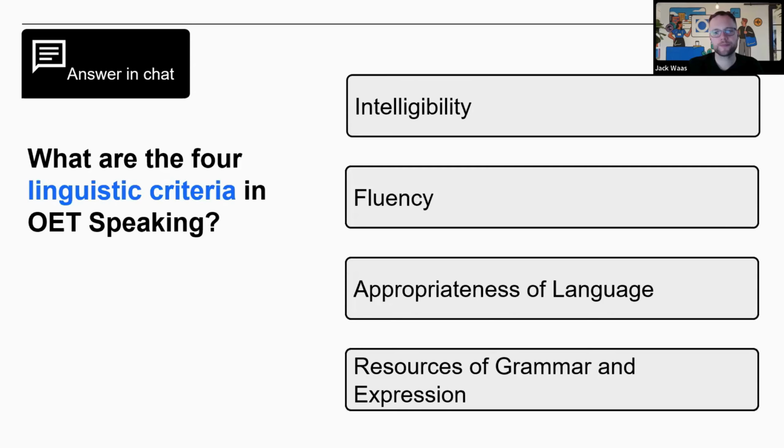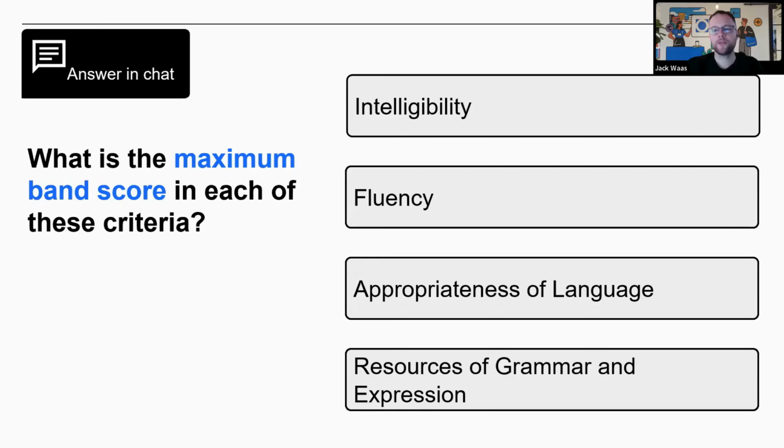For the OET speaking subtest, assessors give you a score for each criterion. This is called a band score. Now, when thinking about the band score, what do you think the maximum band score is for each of these areas, each of these criteria? The answer is 6. You're scored out of 6 for all of these criteria.